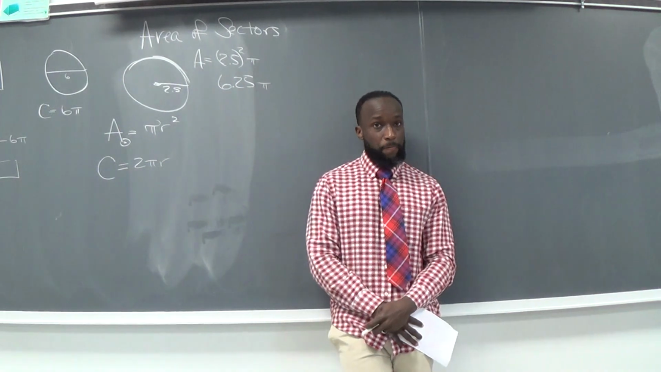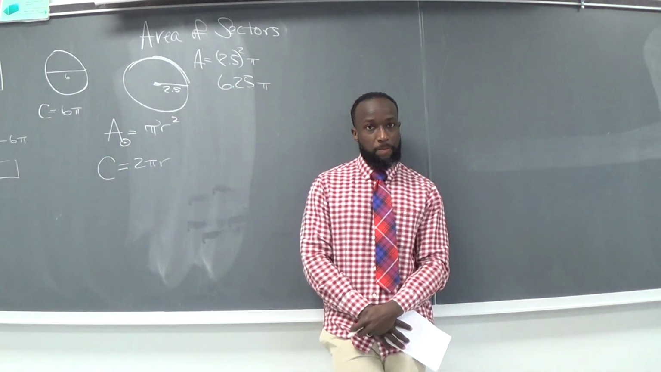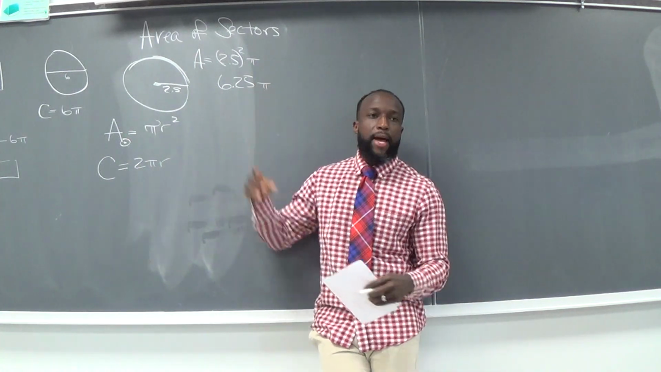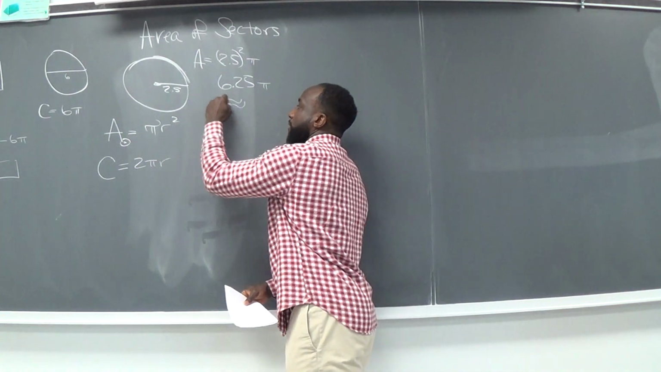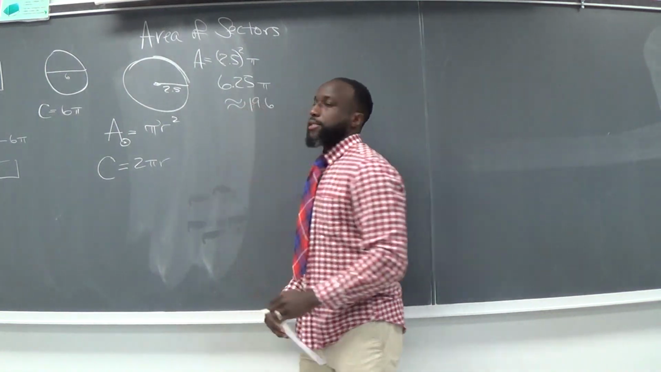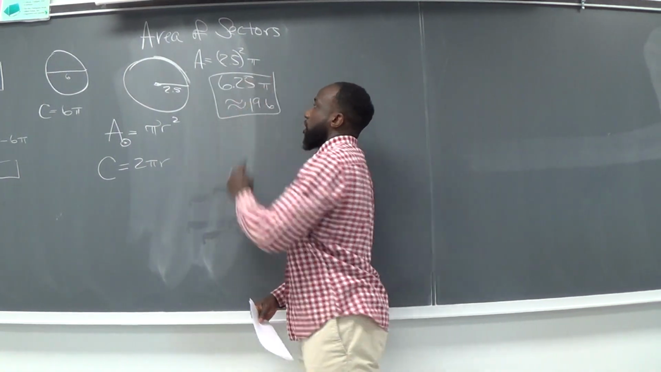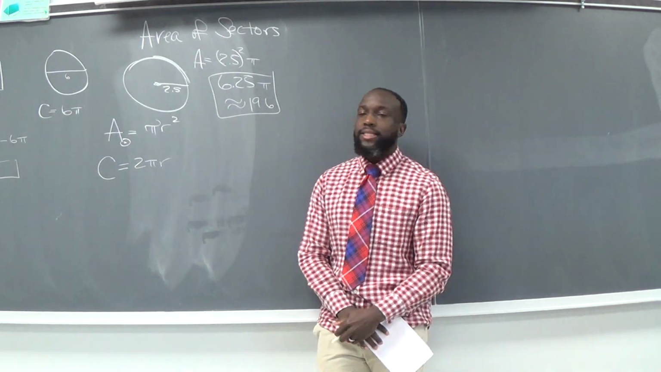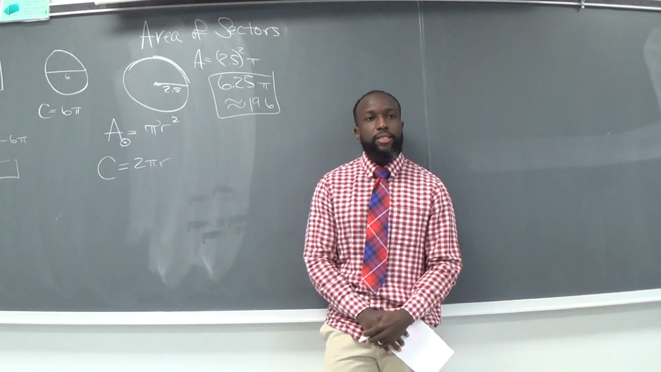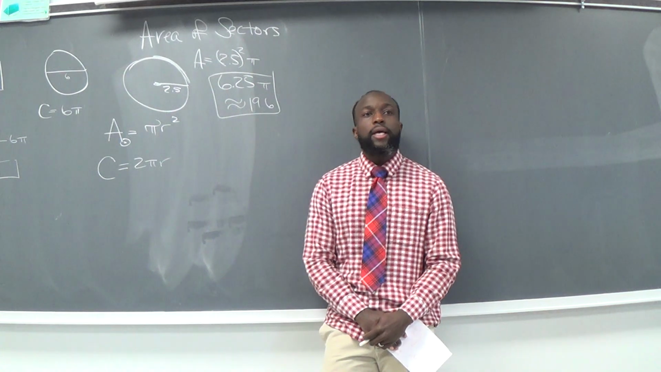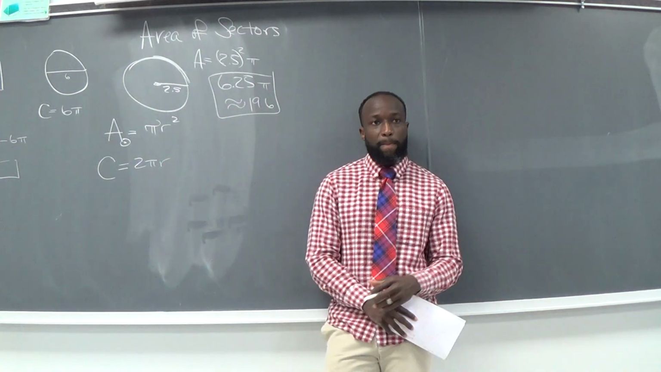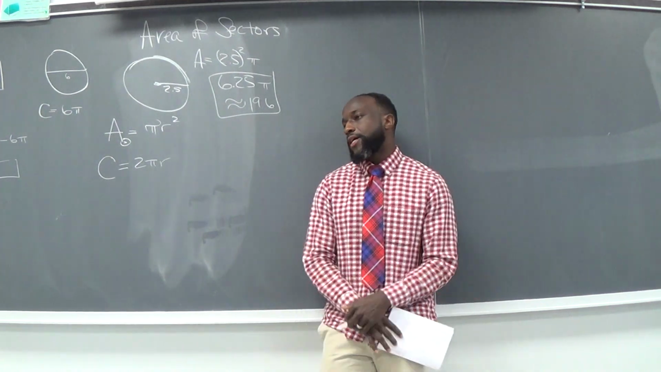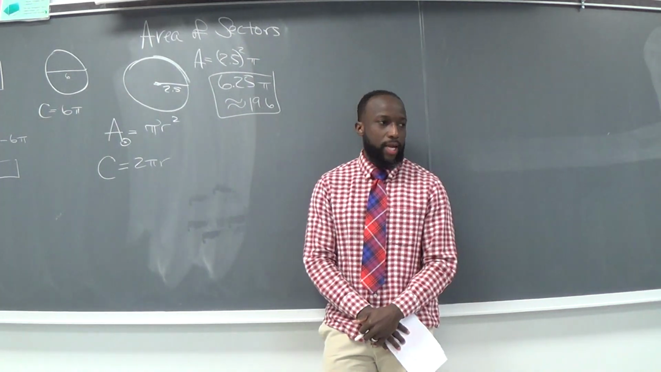I got 19.6. Yeah, when you multiply pi in, it's roughly 19.6. So both of these answers are good answers: 6.25 pi or roughly 19.6. So we can leave it as pi? Yes, ma'am, you can leave it in terms of pi, unless we specify to give an approximate answer.